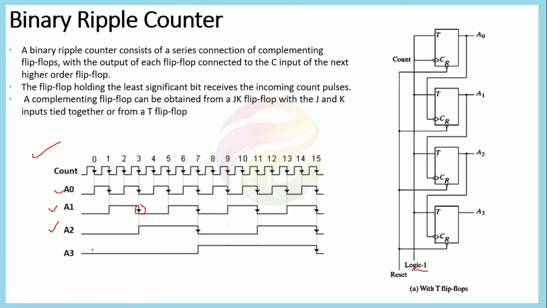In this way the counter will keep on increasing its value from 0 to 15, and after 15 the system will again move back to the reset or initial state, in which all the values come back to 0 0 0 0. So in this way a basic binary ripple counter works.